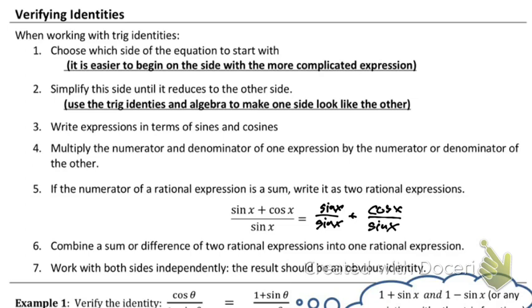Quick reminder. There's no working on both sides at the same time. You cannot multiply both sides by 2. You cannot subtract sine from both sides. You can't add sine to both sides. You build a wall and you work independently on either side. Nothing can cross between the two sides.